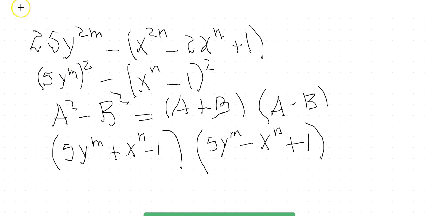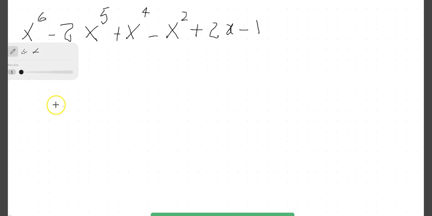Let's do a last one. Okay, guys, here's the last one. It's kind of tough, so we need to do factorizations. What we're gonna do is kind of tough, but the idea is you really need intuition.